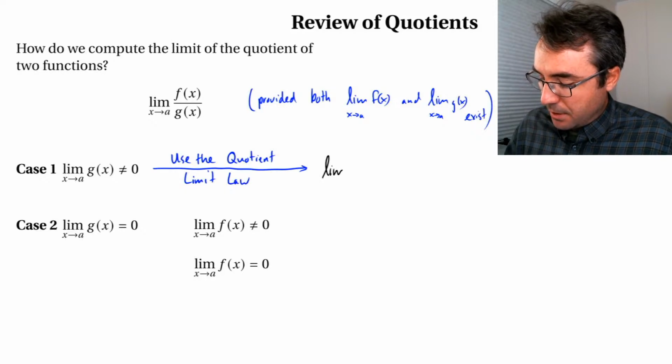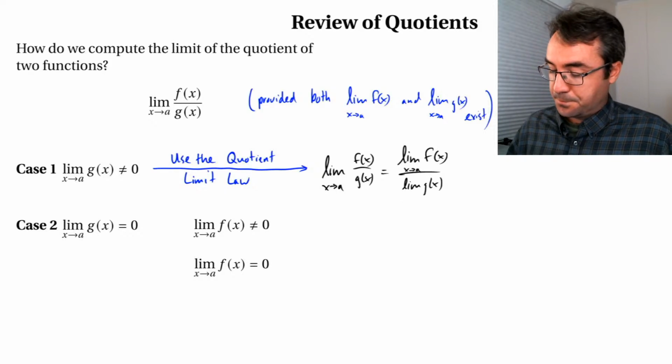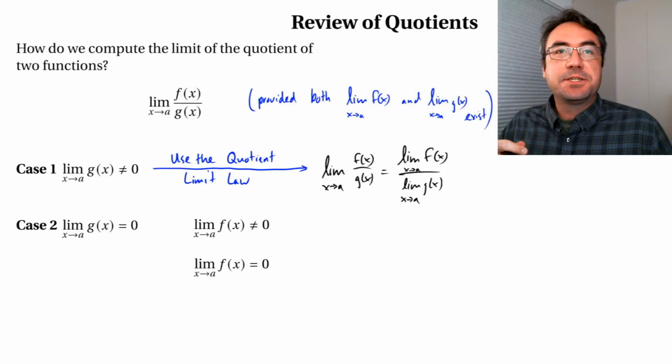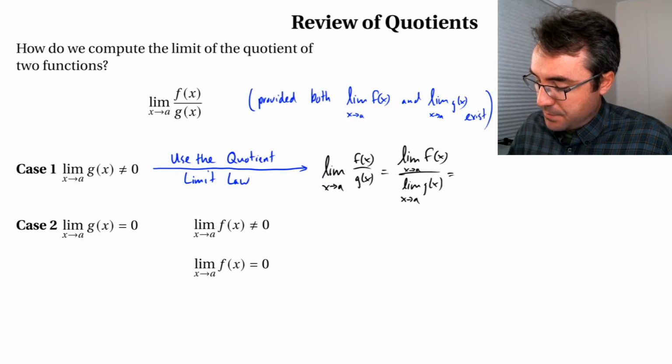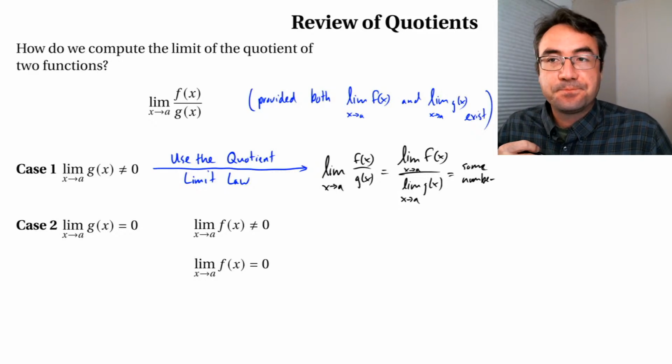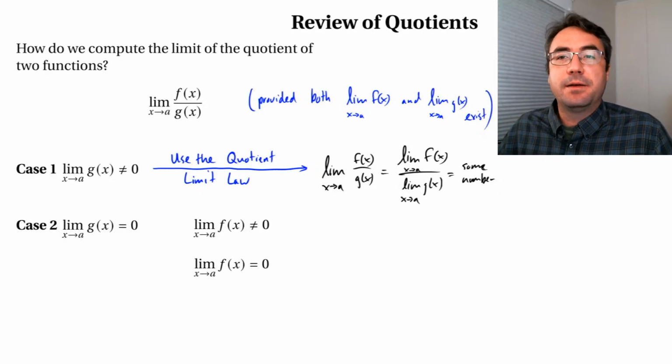So what did the quotient limit law say? Well, it said if we had some function f of x divided by some other function g of x, we could just break that limit up and look at the limit of the top function, look at the limit of the bottom function, and we would get some number as our answer. So this would equal some number. So there's really no issue there. So that one's good. If we don't have division by 0, then it's fine.